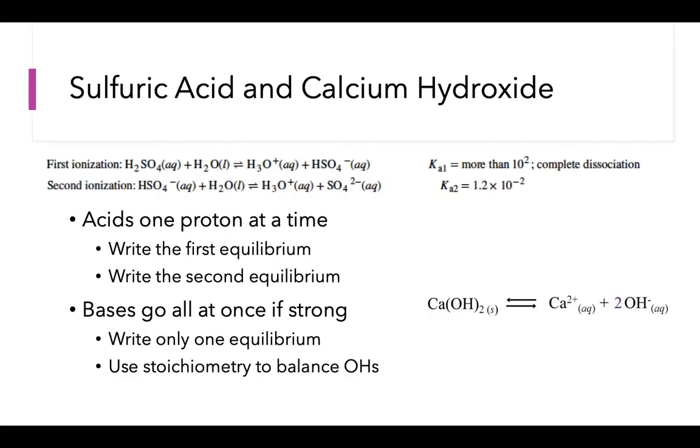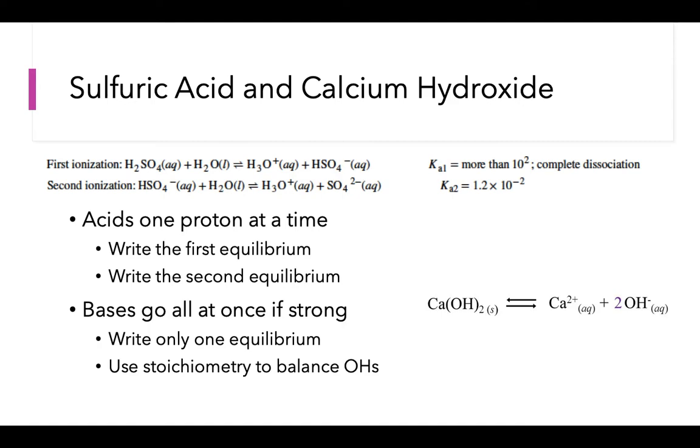So what about sulfuric acid and calcium hydroxide? These are not one-to-one. They don't have just one hydrogen or one hydroxide. So when we have an acid, we have to do those protons one at a time, because removing one of the protons affects how the second one's going to act. So the first one in sulfuric acid, for instance, when you take off that first hydrogen ion, that's a complete dissociation. In fact, that shouldn't be a double arrow, that should be a single arrow, because it has such a high Ka that it completely dissociates.